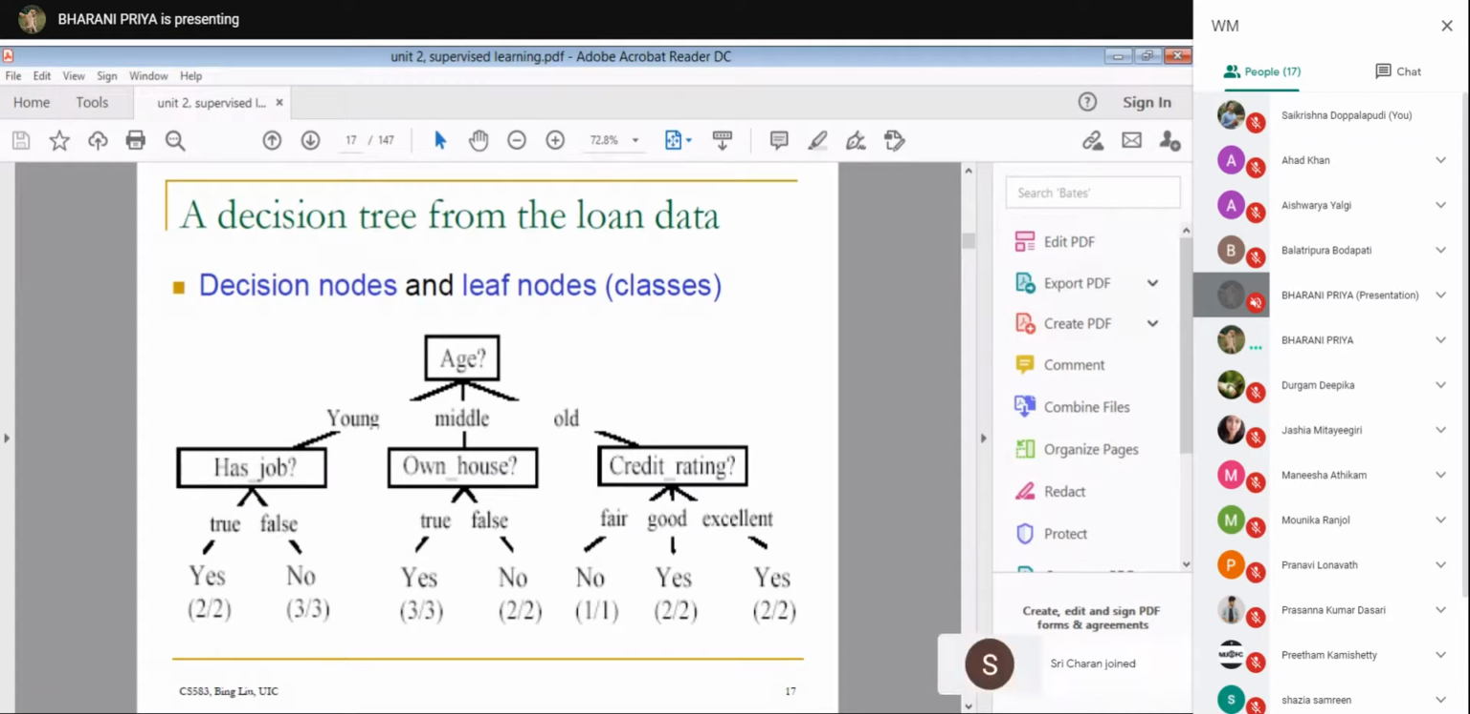Yes. So if you see at the end, you have values. What are these values? 2 by 2, 3 by 3.